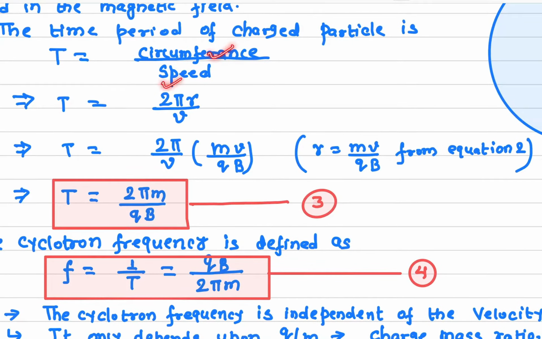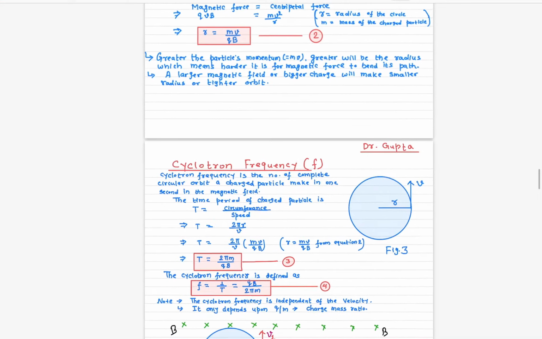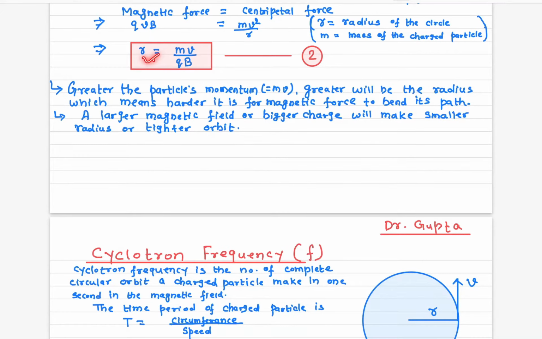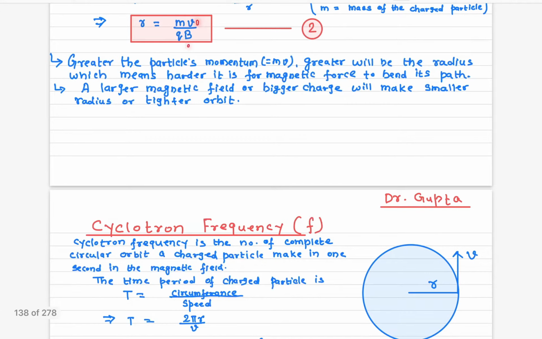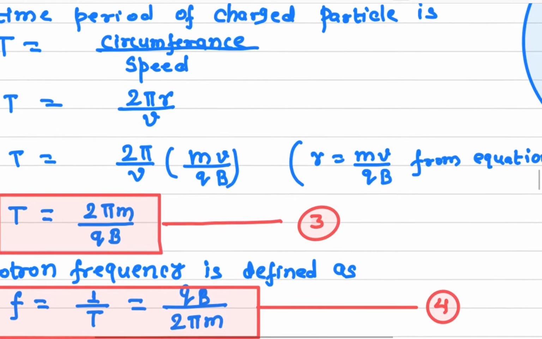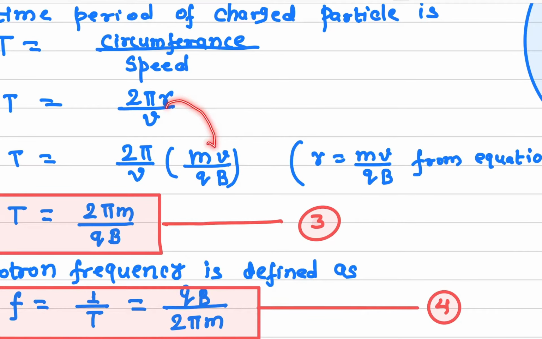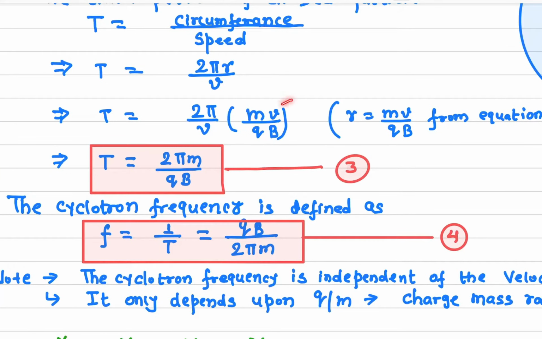2 pi r, and we already have found the radius, which is mv over qB. So I'm plugging the radius here, and this velocity and this velocity will cancel out. So we have this equation. That's the time period. And the cyclotron frequency is given by 1 over the time period. So it is qB over 2 pi m.